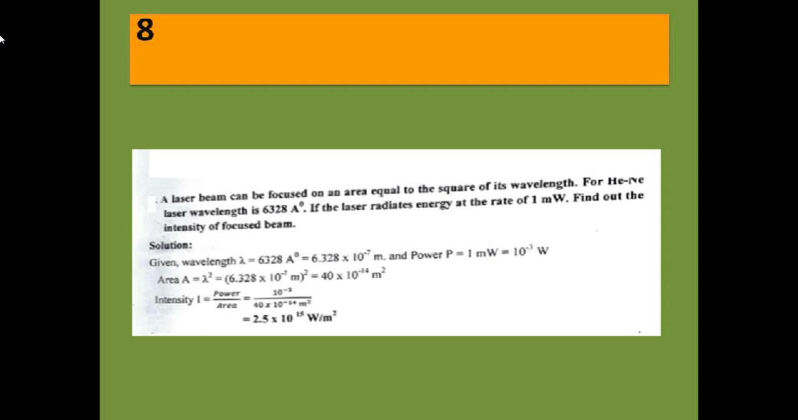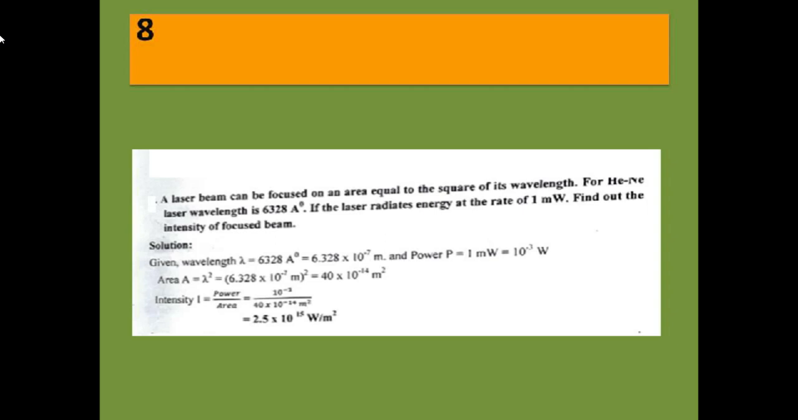Given wavelength lambda is equal to 6328 Armstrong degree, which is equal to 6.328 into 10 to the power minus 7 meters. Then power P is equal to 1 milliwatt, which is equal to 10 to the minus 3 watt. Now area A is equal to lambda square. Here they told directly it is a square. So that is length square, that is wavelength square, lambda square, which is equal to 6.328 into 10 to the power minus 7 meter square is equal to 40 into 10 to the power minus 14 meter square.